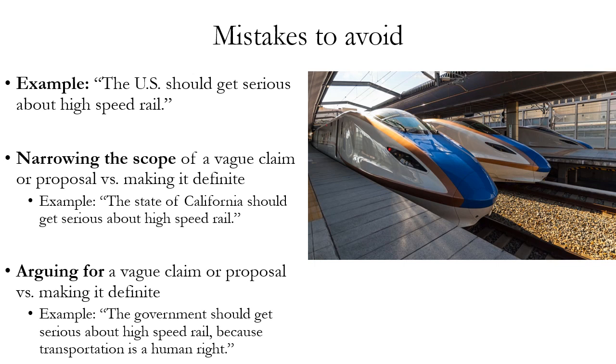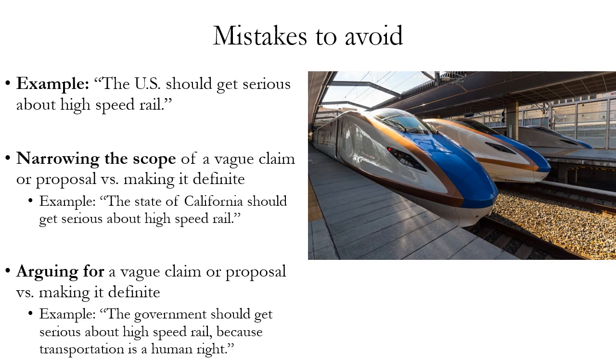Well, one way of attempting to make that vague proposal more definite is by saying something like, the state of California should get serious about high-speed rail. You might think it's made the vague proposal more precise because instead of talking about the US in general, we're talking about California in particular. But the original problem with that proposal was not the reference to the United States. That's actually pretty clear what that refers to. The original problem was the phrase "get serious about." And you'll notice the phrase "get serious about" is still present in our example. So we've narrowed the scope of what the proposal is about. It started being about the US, now it's about California, but we haven't gotten rid of the vagueness.